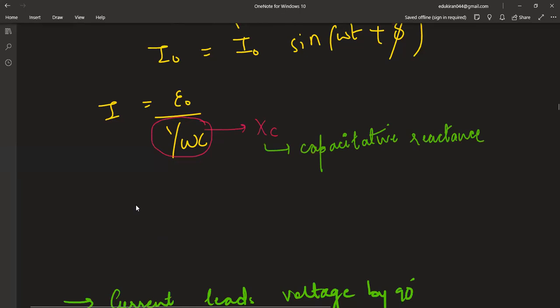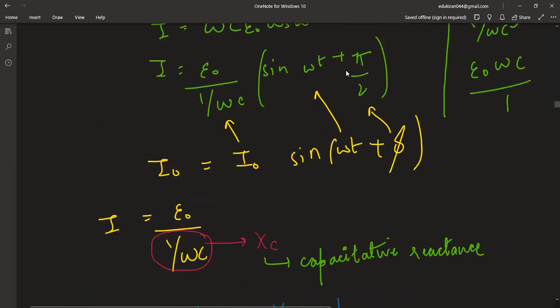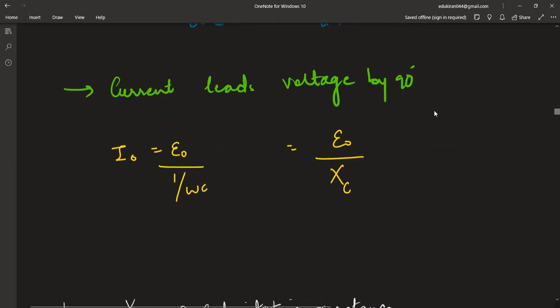So how can we write? Xc is equal to 1 by omega C. XL was equal to omega L, but Xc is equal to 1 by omega C. You can write it as 1 by 2 pi nu C also. But the important thing in this equation: the phase is not minus pi by 2, it is plus pi by 2. It means in these circuits, current leads voltage by 90 degrees. This is the circuit that we have studied. And what is C here? C is the capacitance.